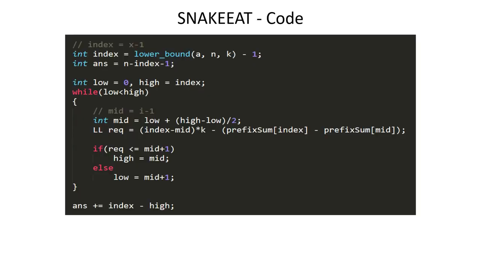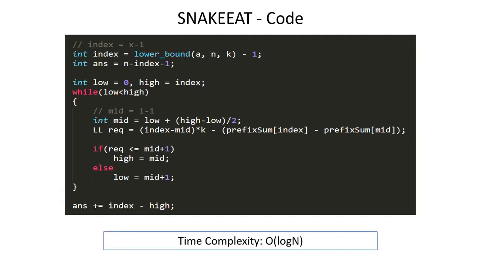Let's quickly go over the implementation of binary search for solving the second subproblem. We find index, which is lower bound minus 1, and then we update our answer for subproblem 1. Then we binary search on our new range. For each mid, we find the required number of snakes, and if the requirement is less than or equal to the number of snakes available, then that index could possibly be our answer. So we set high as mid and search in the left half for the minimum index, or else we definitely need to search in the right half. Finally, we update our answer with the number of snakes which could be converted to length k given by index minus high. Notice we have successfully decreased the time complexity of this subproblem to O of log of n.